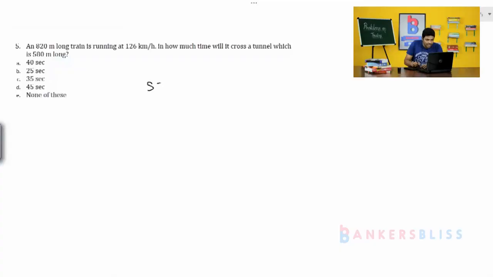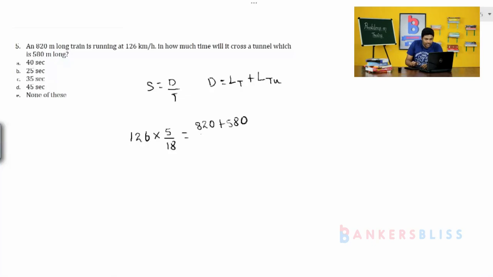So speed is equal to distance by time, where distance is equal to length of the train plus length of the tunnel. So speed 126 kilometer per hour has to be converted into meter per second by multiplying by 5 by 18, which is equal to distance, that is length of the train plus length of the tunnel, 820 plus 580, divided by time taken.